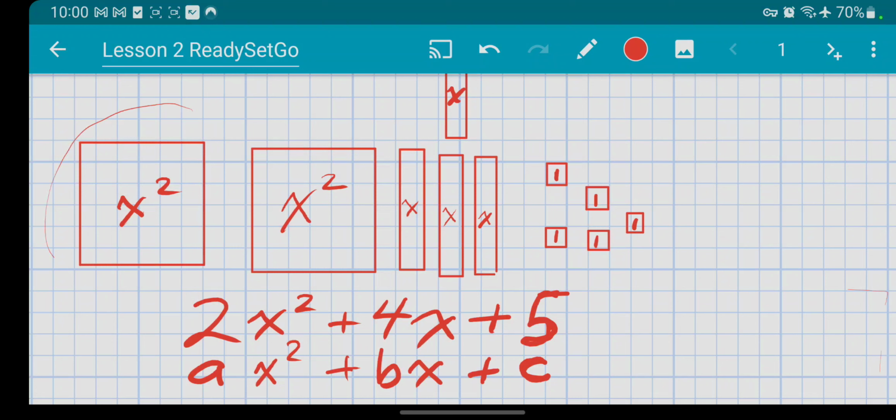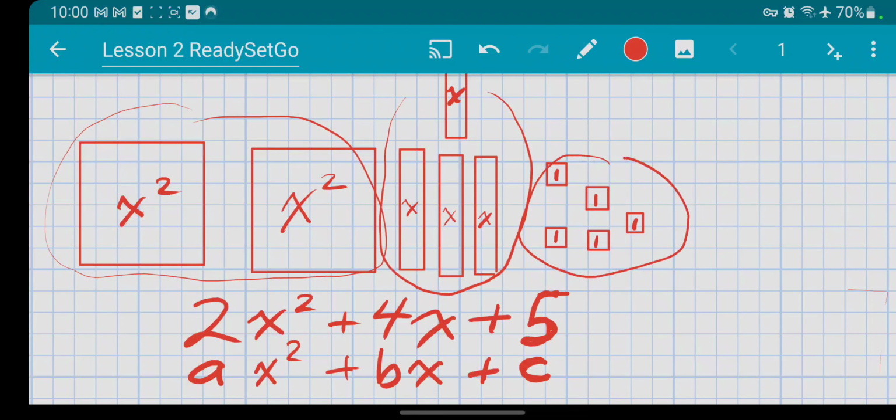So we have our a amount, 2. We have our b amount, 4. We have our c amount, 5. And so that is that. Those are just called coefficients.